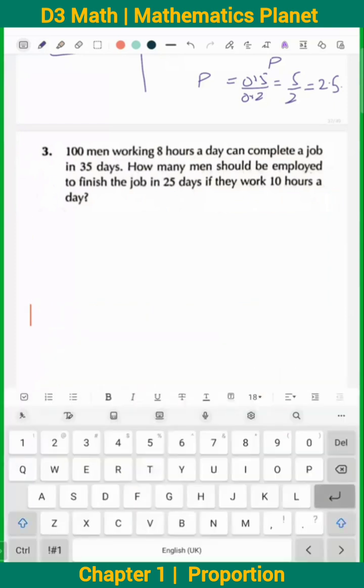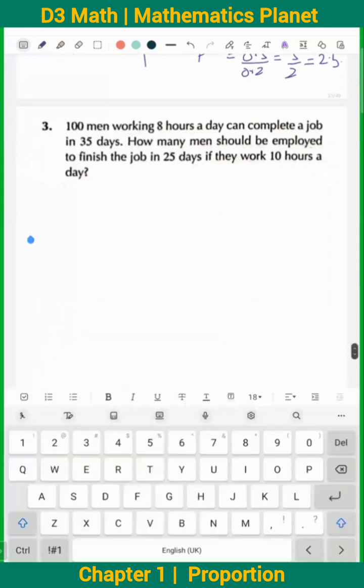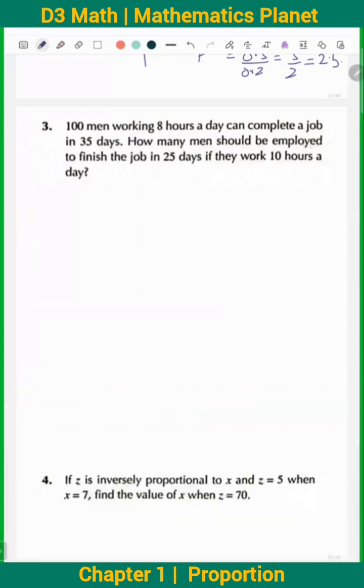Okay. 100 men working 8 hours a day can complete a job in 35 days. So these are the questions which mostly make problems for students. 100 men. So the first quantity is men. 8 hours. The second quantity is hours. A day can complete a job in 35 days. How many men should be employed?